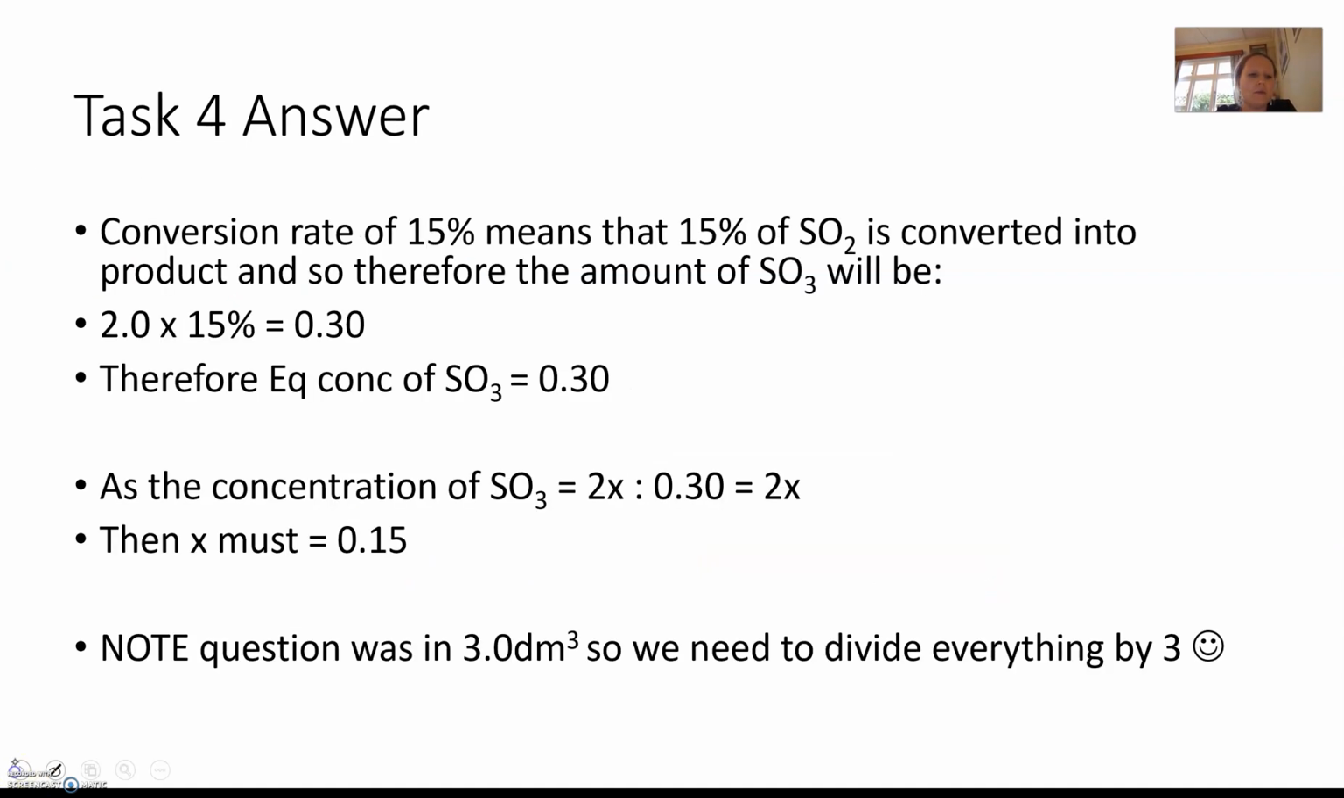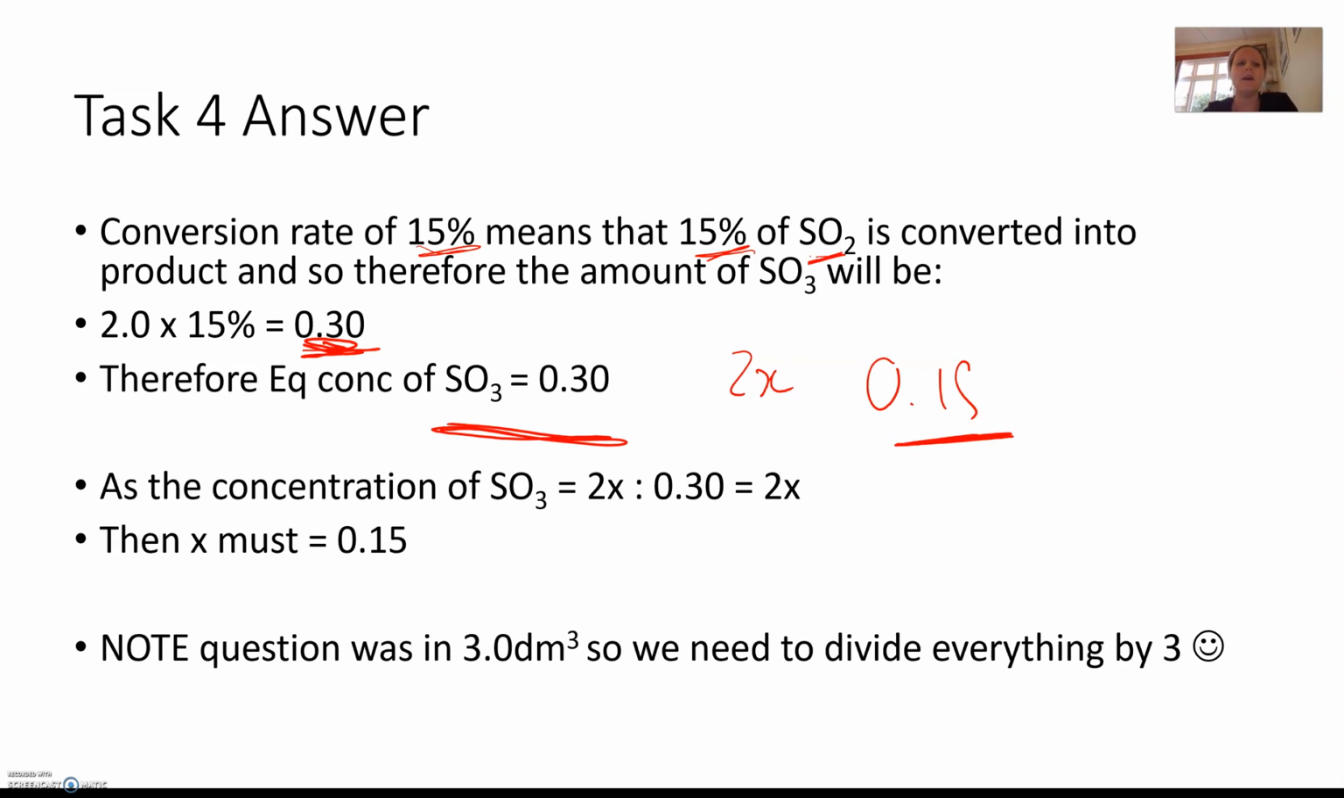Well, we kind of did. They actually gave you an extra part in this question, and they said it had a conversion rate of 15%. And what that means is that SO2 will convert to SO3 at a rate of 15%. So if we times that initial value of 2 by 15%, it tells us that we get 0.3. So therefore the concentration of SO3 at equilibrium is 0.3. That's how much we had. So if that's how much we had, and we know that SO3 is that 2x factor, that means that 1x must be 0.15. And so we have to use that conversion rate to help us get to the answer.